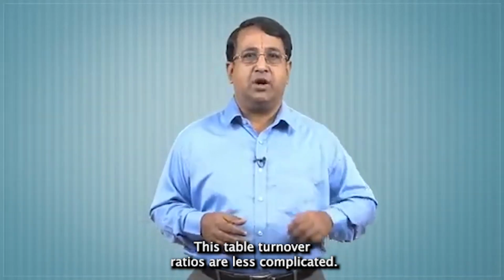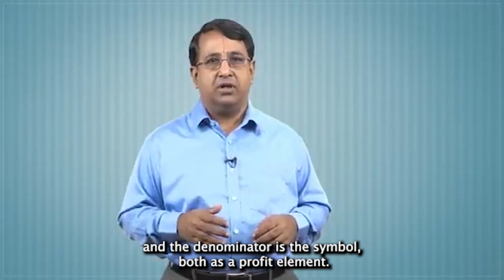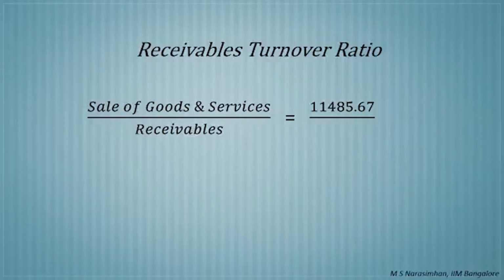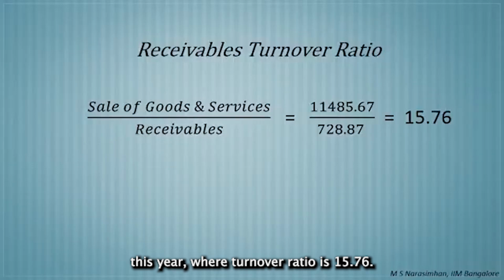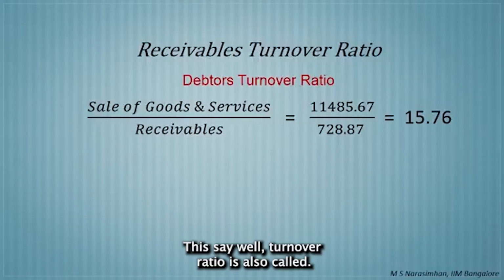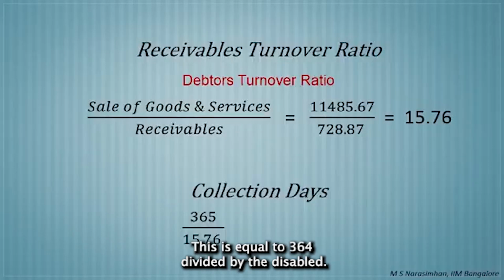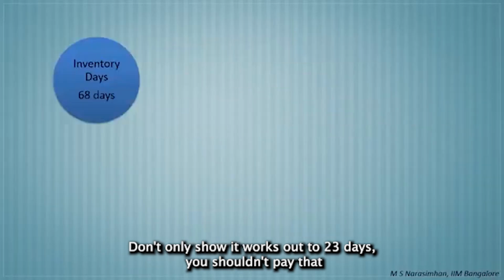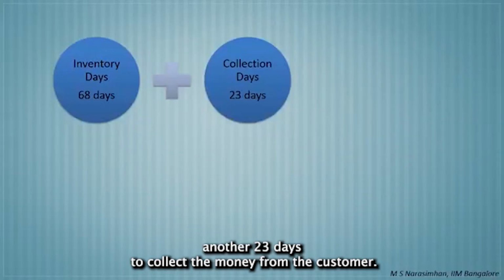Receivable turnover ratio is less complicated. The numerator is sales and the denominator is receivable, both without a profit element. Revenue from sale of goods and services is 11,485 crore. We have receivables worth of 728 crore. Receivable turnover ratio is 15.76. Receivable turnover ratio is also called debtors turnover ratio. Collection days is equal to 365 divided by the receivable turnover ratio. It works out to 23 days. Asian Paint has 68 days of inventory and it takes another 23 days to collect the money from the customer.